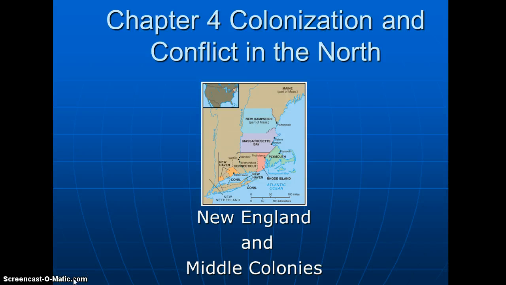Okay, welcome to Chapter 4, Colonization and Conflict in the North, the New England and Middle Colonies. In this chapter, we are going to see how the experiences as well as the motivations for arrival differed in the North and Middle colonies from their southern counterparts.